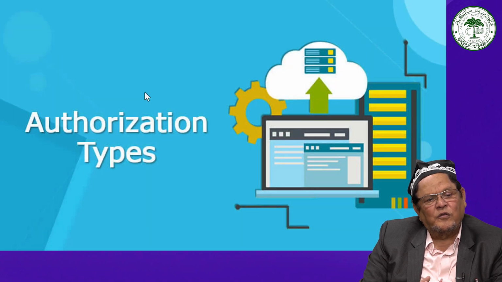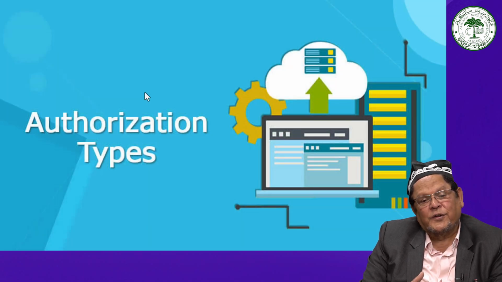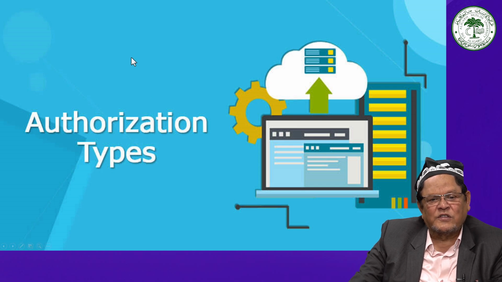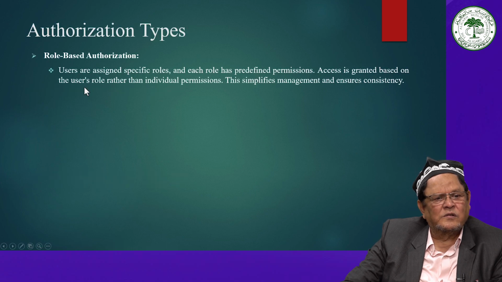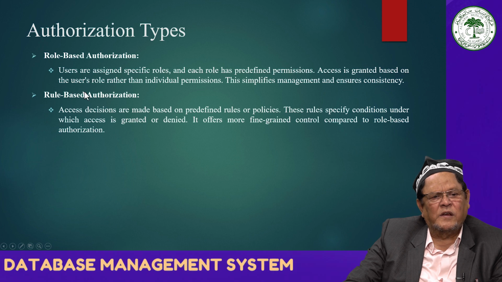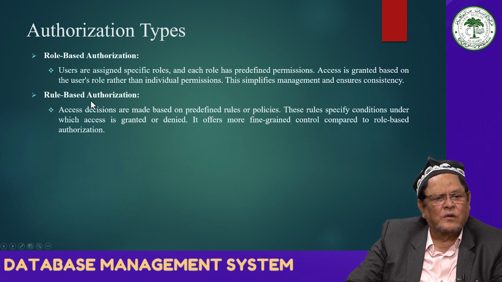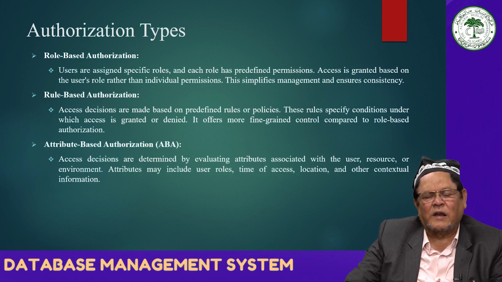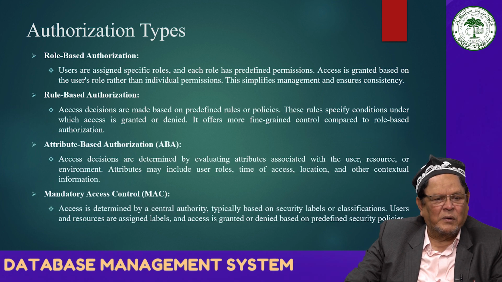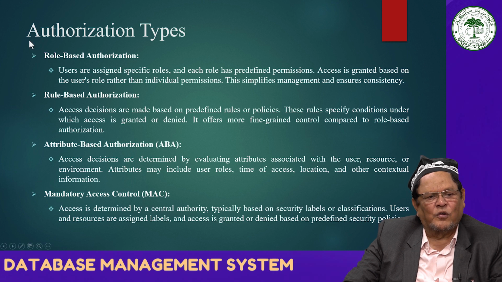There are different types of authorization also. Here on the screen you can see there are different types of authorizations: role-based and rule-based authorizations, attribute-based authorizations, and mandatory access control. There are four types of authorization.